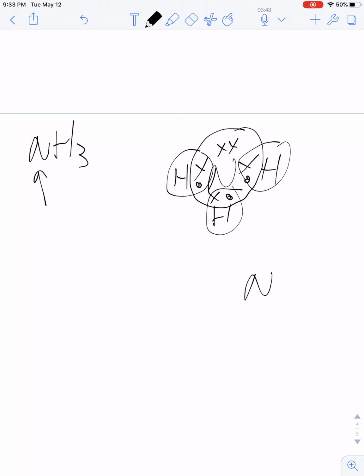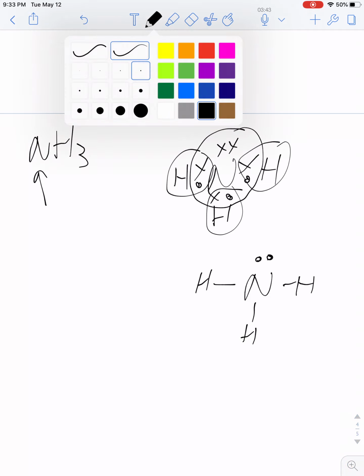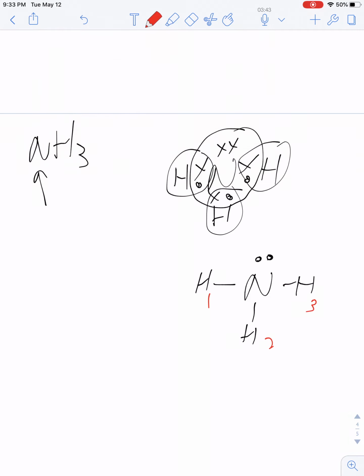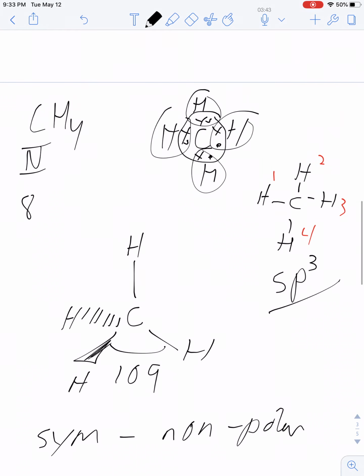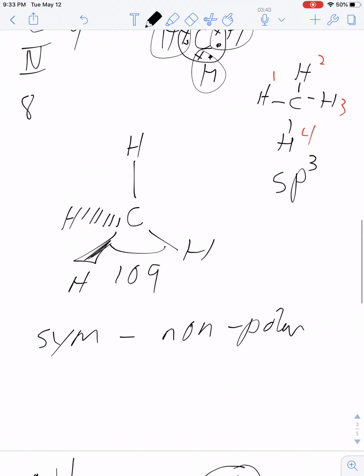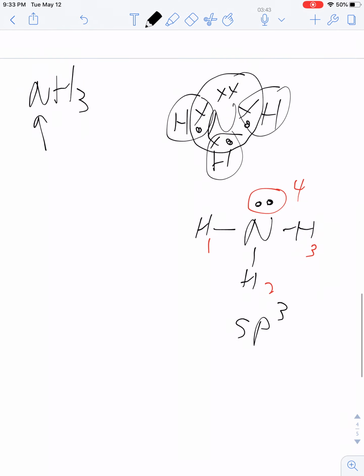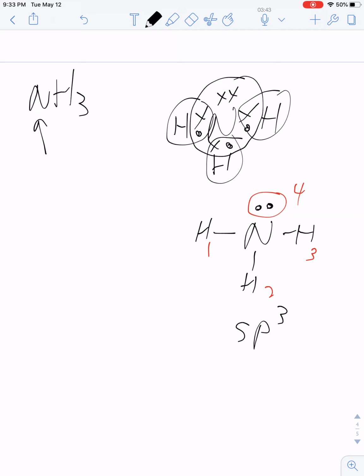when we draw it in 2 dimensions, there are 4 things attached to it still. 1, 2, 3, and this lone pair counts as the 4th thing attached to it. So we have 4 things attached. So the hybridization is the same as above, sp3, as we did with the methane. It was sp3. So even though it's not 4 atoms, it is still 4 things. So my hybridization is sp3.